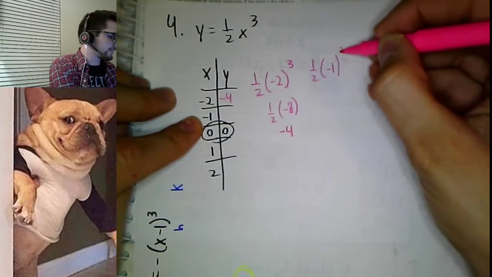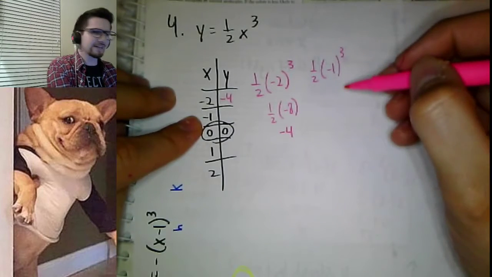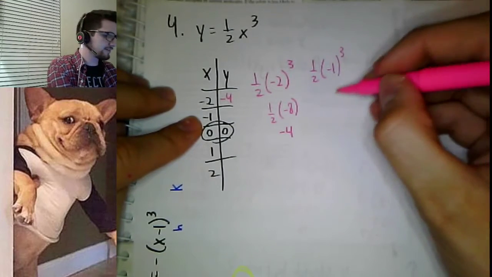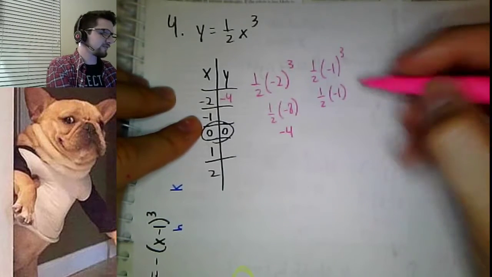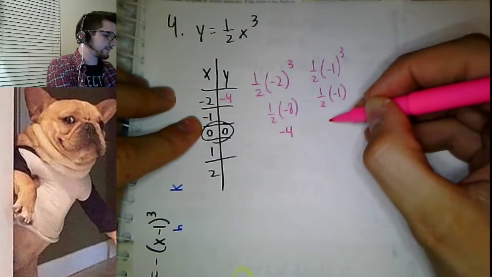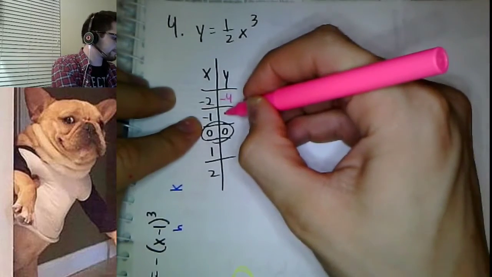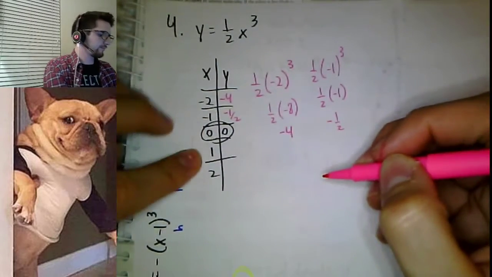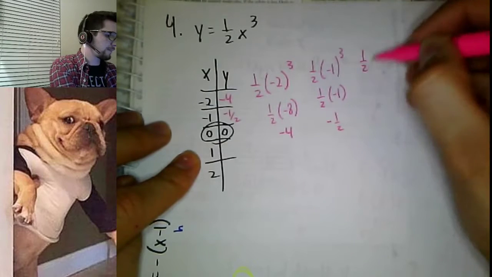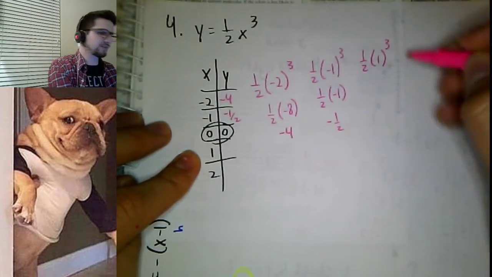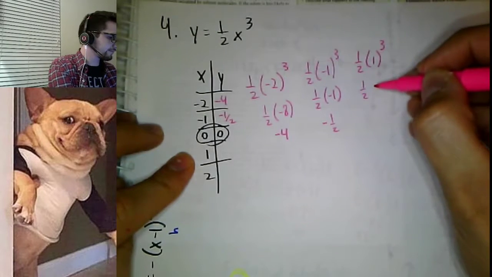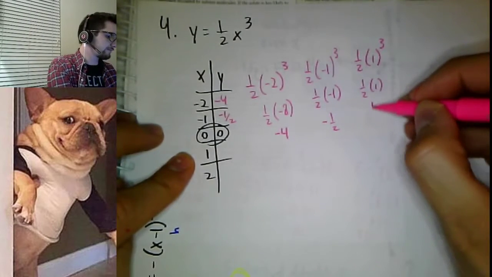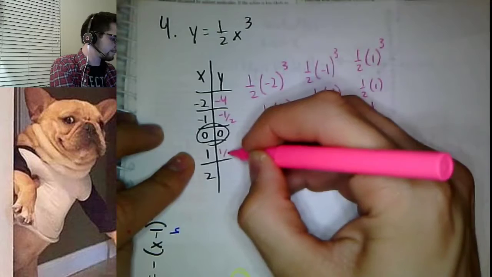How about negative 1? 1/2 times the quantity of negative 1 cubed. What's negative 1 times negative 1 times negative 1? It's still negative 1. And what's negative 1 times 1/2? We just get negative 1/2. What about positive 1? 1/2 times the quantity of positive 1 cubed. Well, positive 1 cubed is still 1. What's 1/2 times 1? It's 1/2.